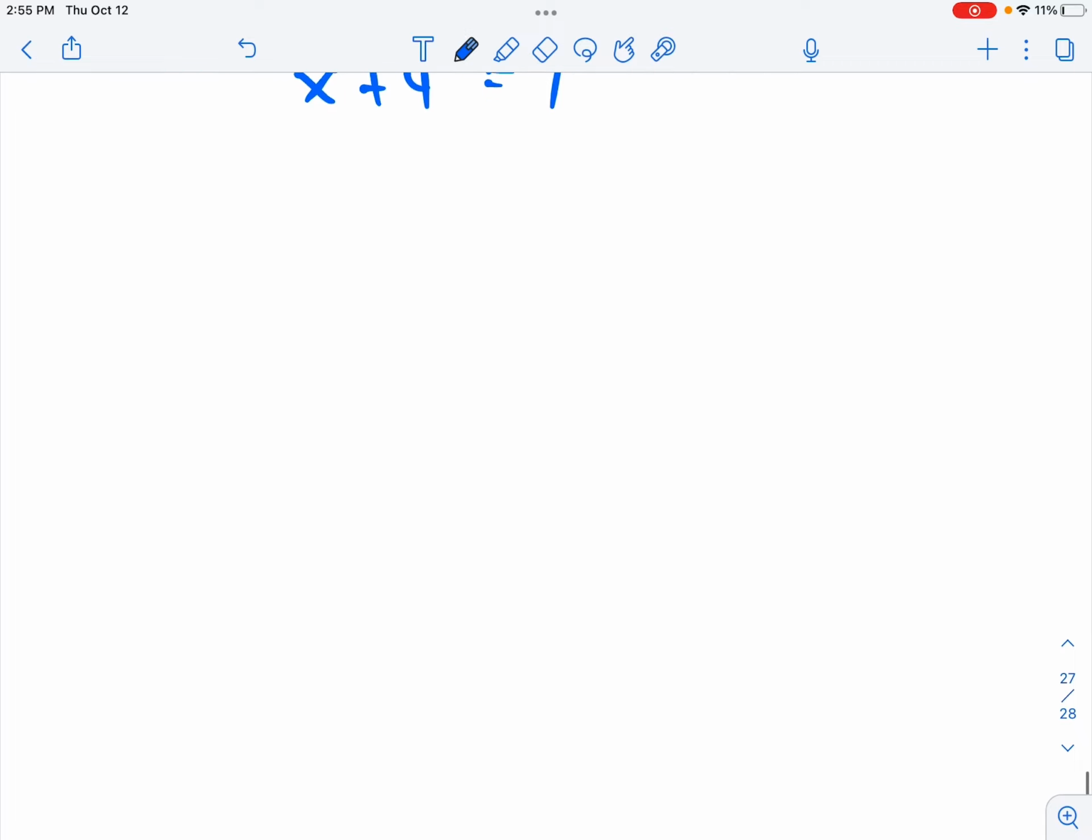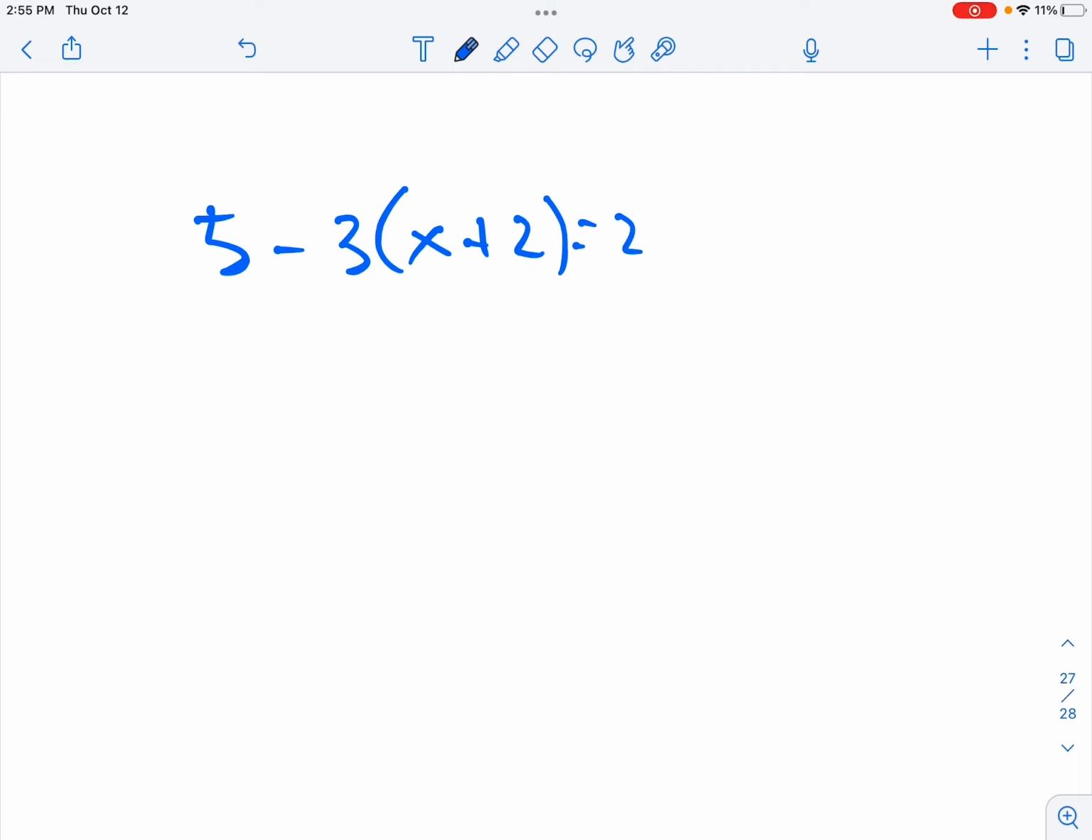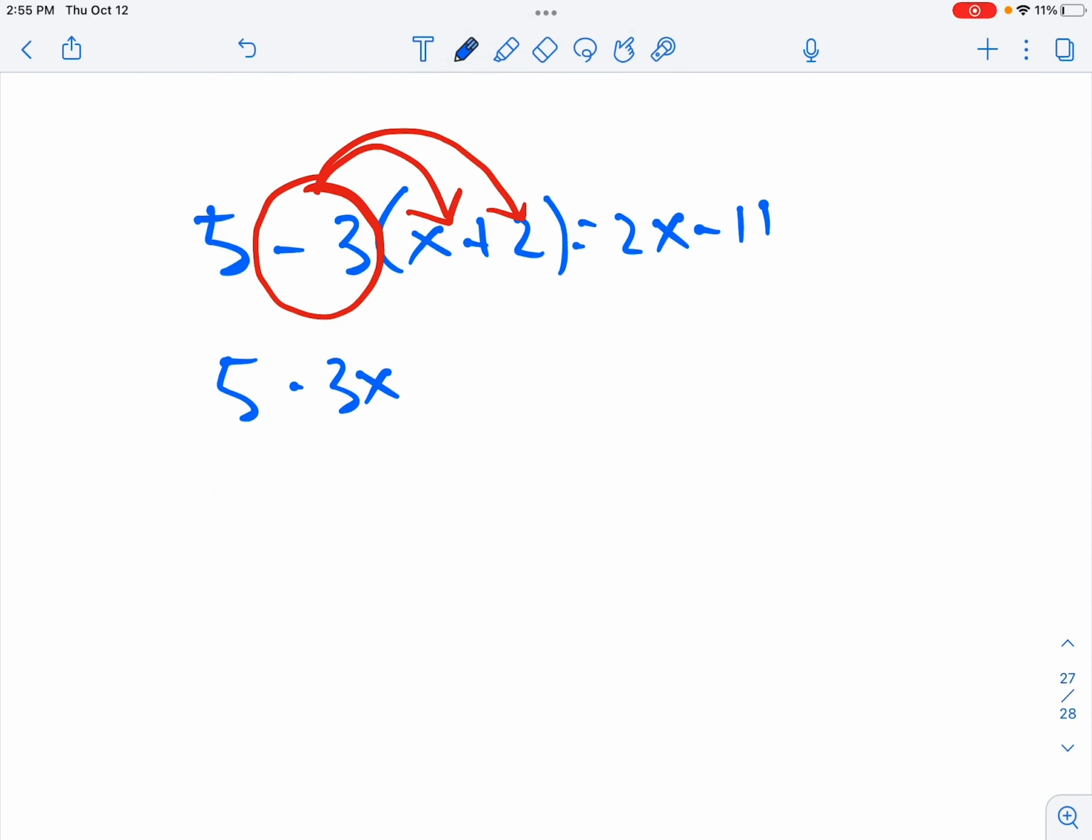Now, another question, I won't solve this entirely. This is the second question on the homework: you have 5 minus 3 times (x plus 2) equals 2x minus 11. Now, this also caused people some confusion. Is this a 3 times x, or is it a negative 3? Well, it turns out the most efficient way of doing this is to treat this as a negative 3. And that negative 3 is going to hit that, and the negative 3 is going to hit that. So just rewriting it, 5 minus 3x, negative 3 times 2 is going to be negative 6, and then I'll leave the rest for you.